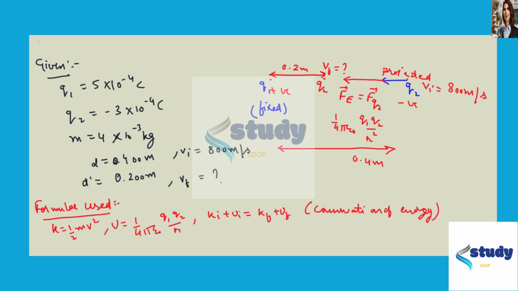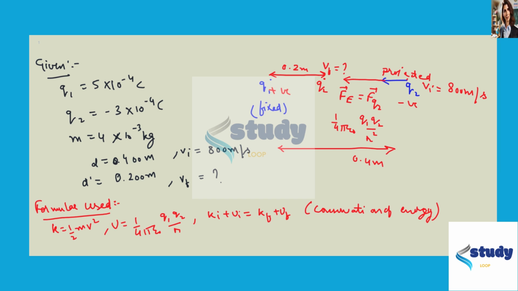So we have Ki initially, the particle having kinetic energy when the distance between q1 and q2 is 0.4 meter, and the potential energy Ui, the potential energy 1 by 4 pi epsilon q1 q2 over r when r is equal to 0.4 meter, must be equal to the final one, the final kinetic energy the particle Q2 has when the distance between q1 and q2 is 0.2 meter. So we can find out these values here, and we can then equate with Kf and then find out the value of the Vf.